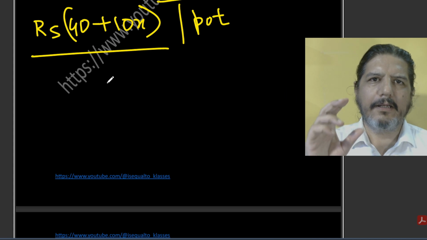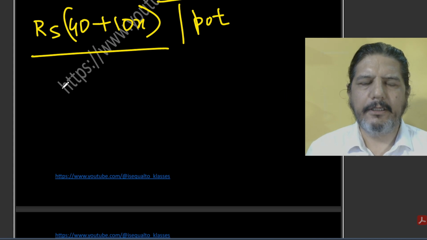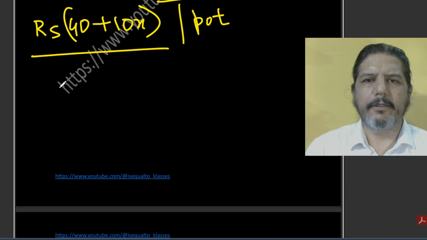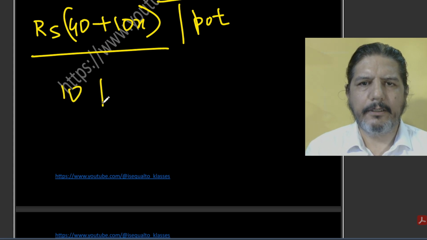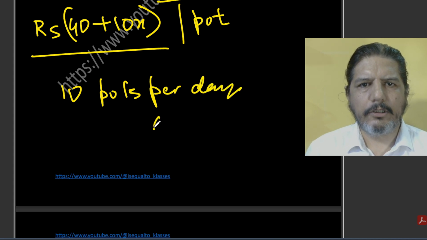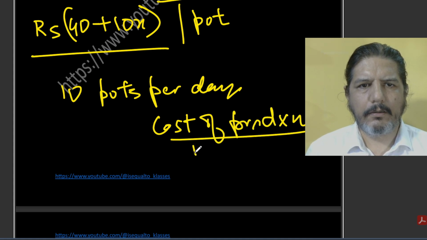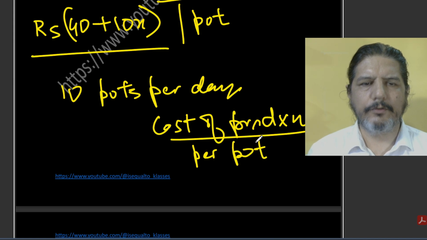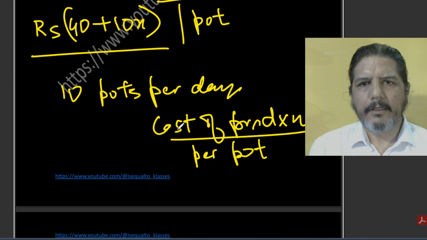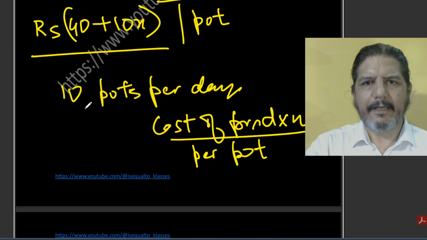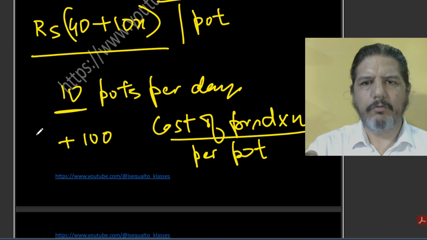So let me make this simpler. Just for a number, let's say that he makes 10 pots per day. Fine. Now the cost of production per pot is 40 more than 10 times this. So 10 times this is 100 and then 40 more. So this is rupees 140.